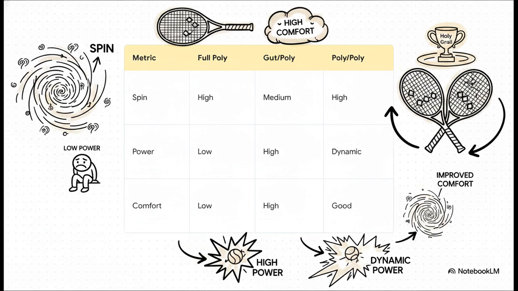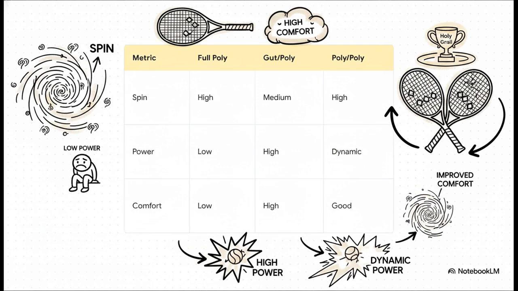When you weigh the trade-offs, a full polyester setup gives you massive spin potential, but the power delivery and comfort drop off a cliff, which can be totally exhausting over a grueling 3-set match. On the flip side, a traditional gut and poly hybrid fixes that comfort issue beautifully, but it can sometimes lack that aggressive, nasty bite you need for today's heavy baseline exchanges.